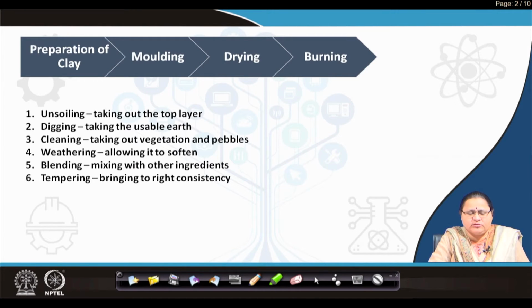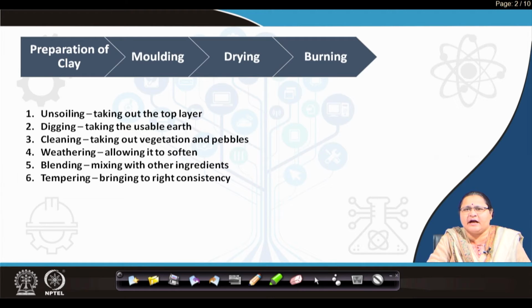As I told you, you just cannot take some amount of earth and call it clay. The upper soil or the top soil is full of organic material, full of pebbles, full of dirt and dust, and we need to take it out. Say around 20 centimeter of the top layer of the earth has to be taken out, unless it is silt or river bed.